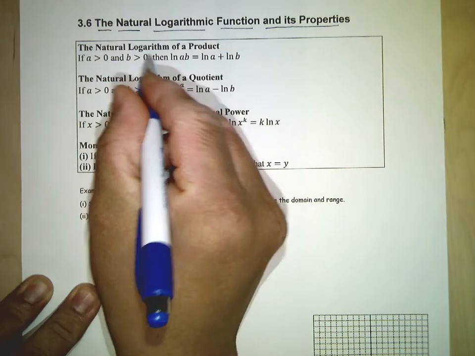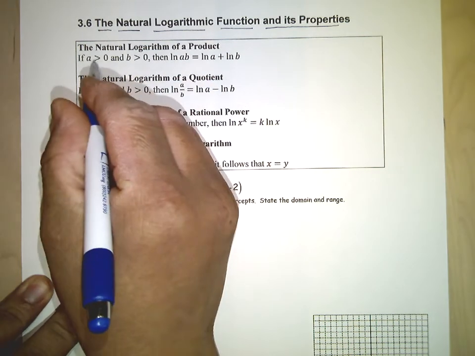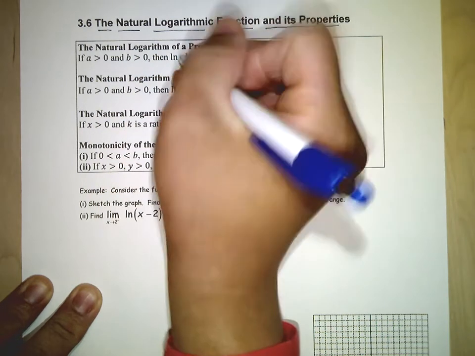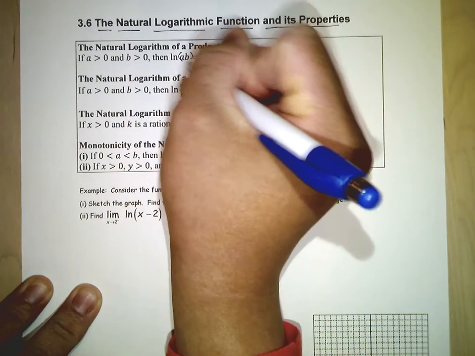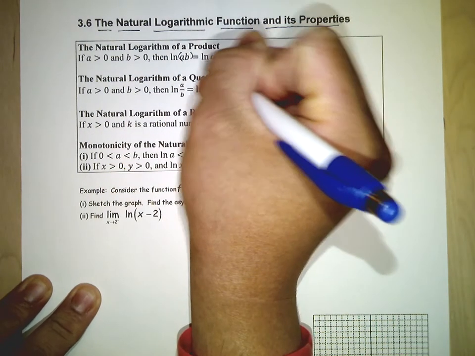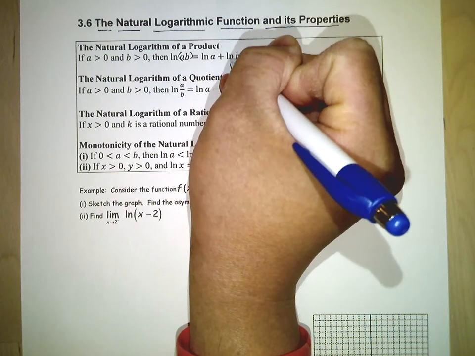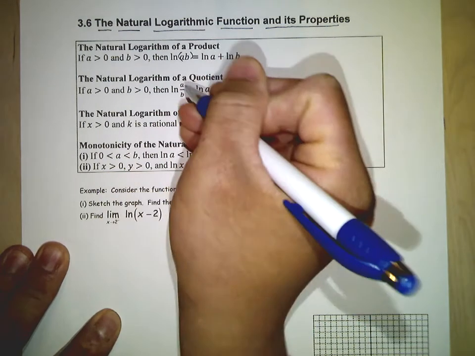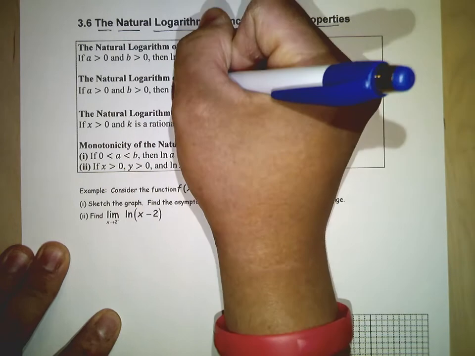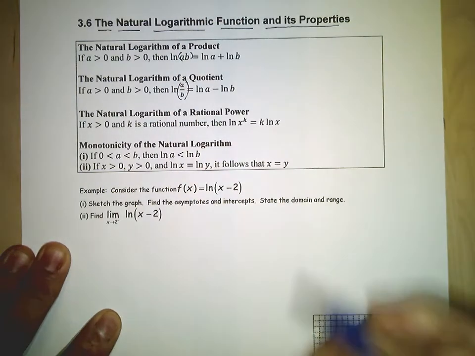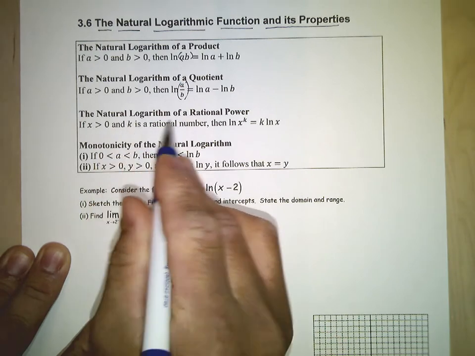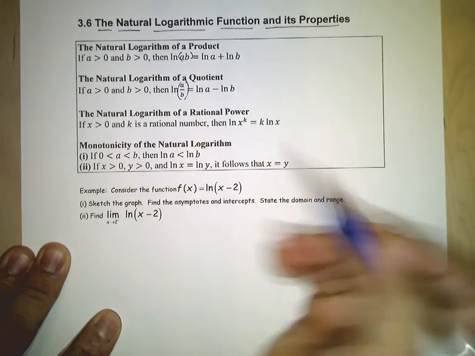So the natural logarithm of a product: if a is greater than 0 and b is greater than 0, then the natural log of a times b is equal to the natural log of a plus the natural log of b. All right, so you have similar rules here for the quotient. Then you have the natural logarithm of a rational power here.